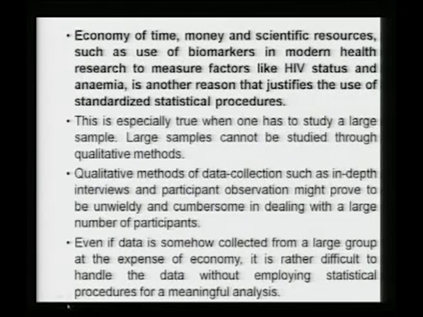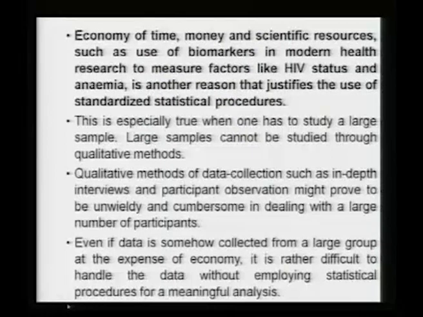like HIV status. First time in NFHS 3 we were able to use biomarkers in which random samples of blood were taken to estimate prevalence of HIV, and anemia was also measured. That is another reason that justifies the use of standardized statistical procedure. How can you examine prevalence of HIV or anemia by using qualitative methods alone? This is especially true when one has to study a large sample. Large samples cannot be studied through qualitative methods.